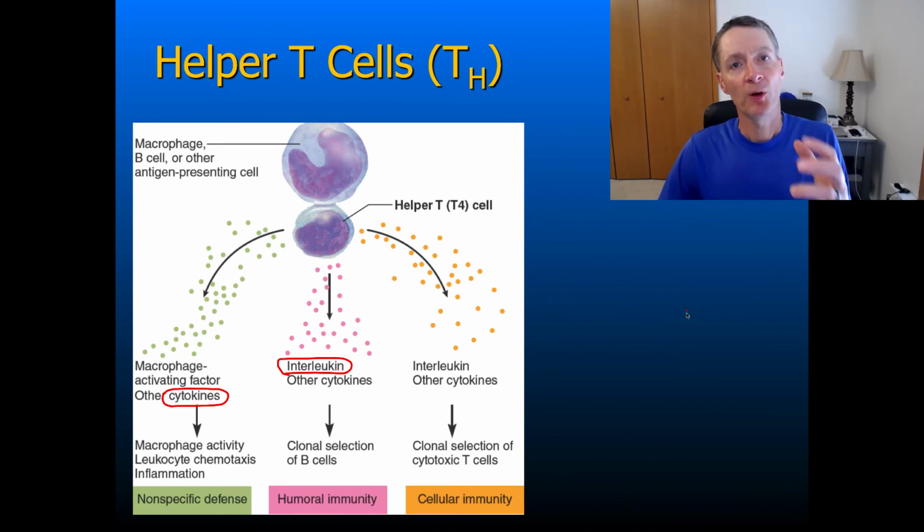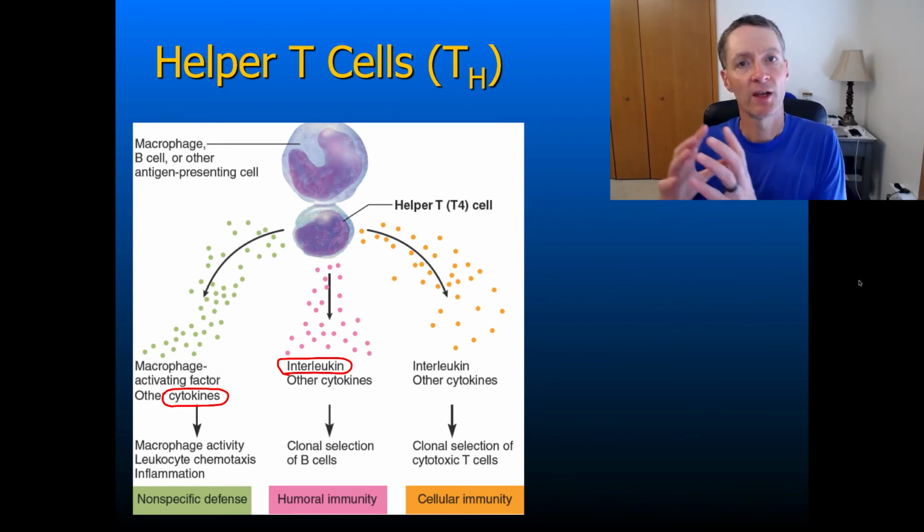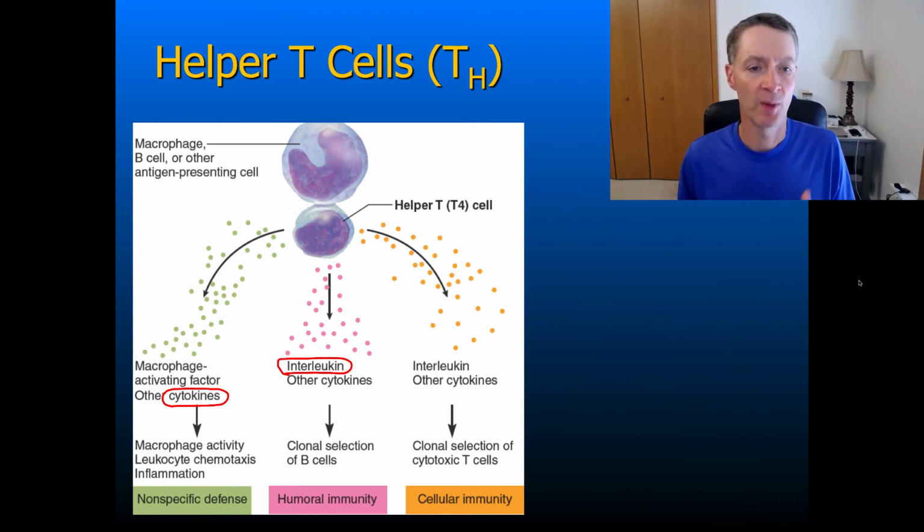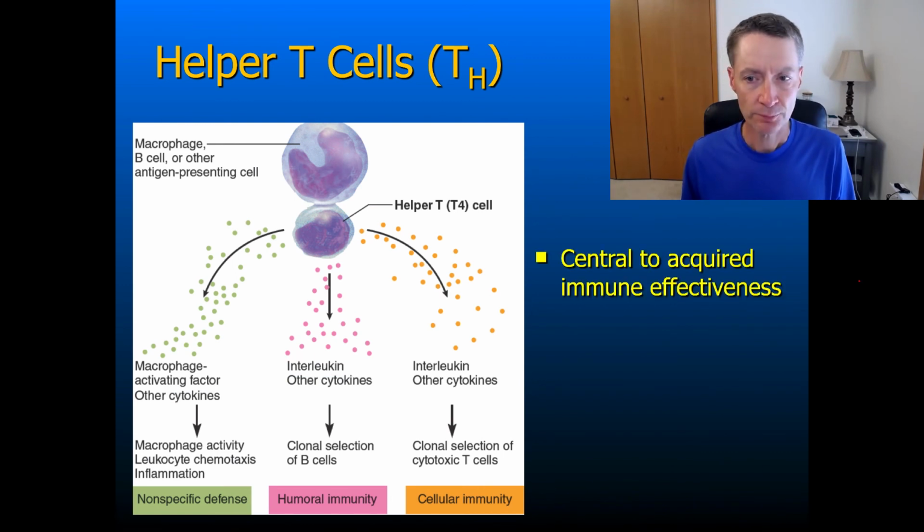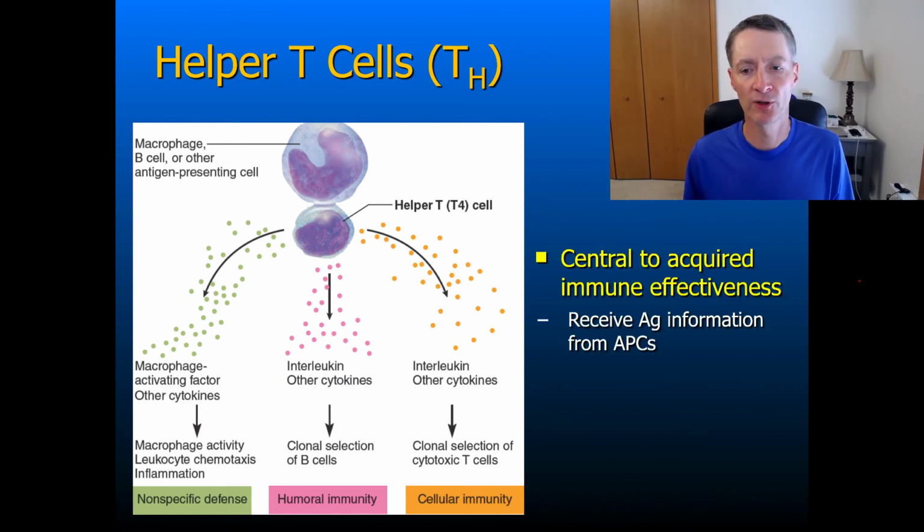So this helper T cell, even though we think of it as the part of the cell-mediated part of the immune system, it really is going to activate across the board. So it's central to the acquired immune system. When we lose the helper T cell, which does happen with HIV viral infection, we know what happens, right? The immune system really falls down, really fails.